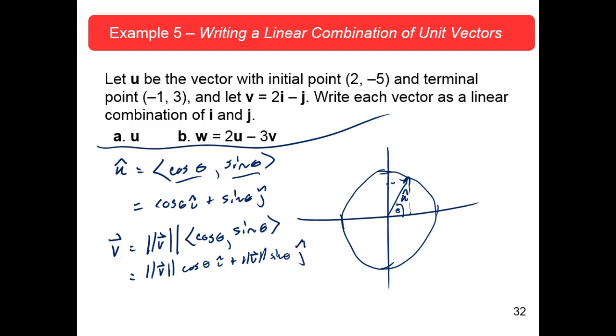Because this is the unit vector in the same direction, multiply it by the magnitude of v and you get the vector v. Because remember, vector v divided by the magnitude of v gives you that unit vector. So, using it both ways.